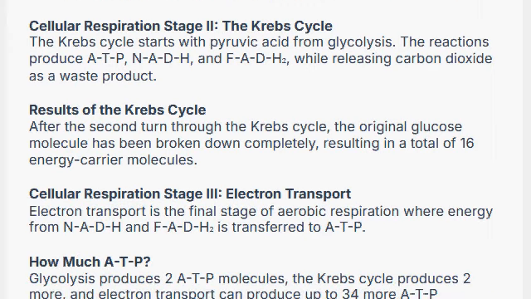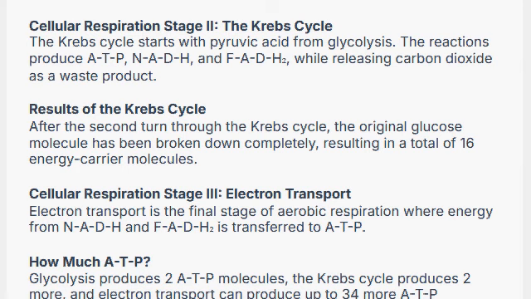Cellular respiration stage 2, the Krebs cycle. The Krebs cycle starts with pyruvic acid from glycolysis. The reactions produce ATP, NADH, and FADH, while releasing carbon dioxide as a waste product. Results of the Krebs cycle. After the second turn through the Krebs cycle, the original glucose molecule has been broken down completely, resulting in a total of 16 energy carrier molecules.